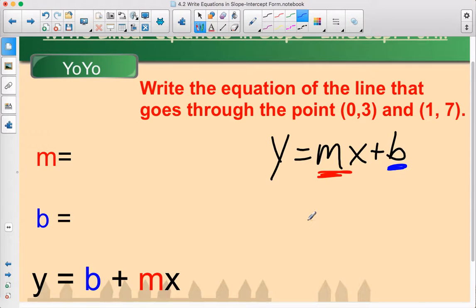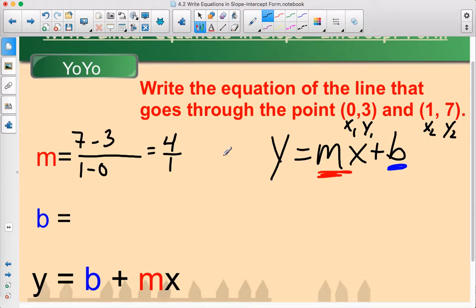Okay, welcome back. First thing is I need to be able to find the slope. So that's why we did the warm-up question reviewing how to calculate slopes. Slope is rise over run, y2 minus y1. y2 is 7, so 7 minus y1, which is 3, is going to be 4. Then my run, because it's rise over run, is x2 minus x1. 1 minus 0 is 1. A slope of 4 over 1 I can just simply write as 4.